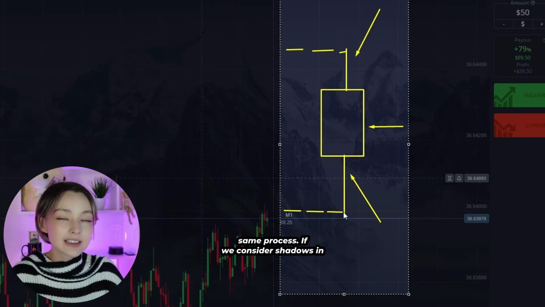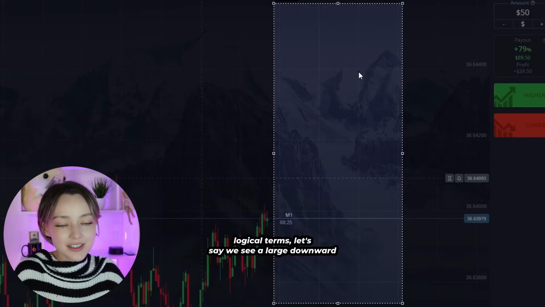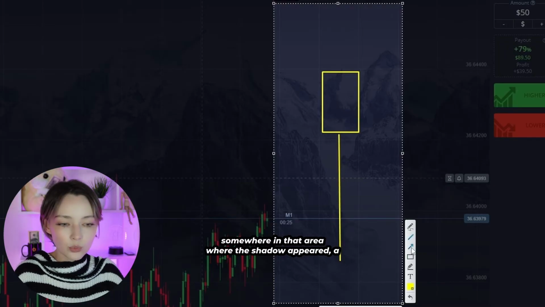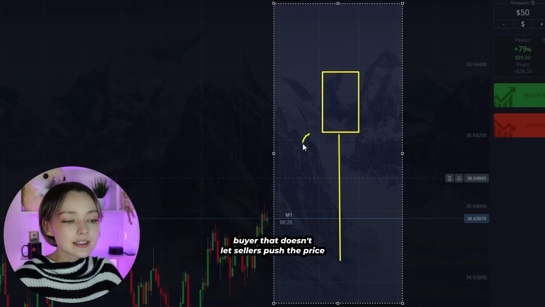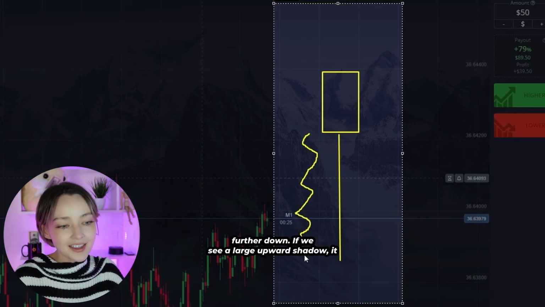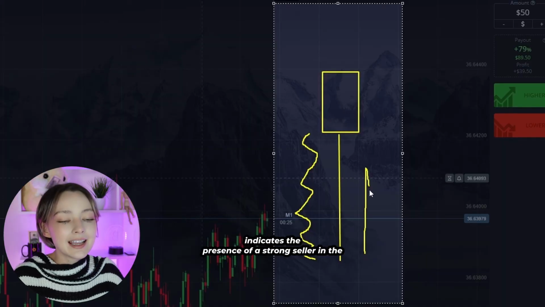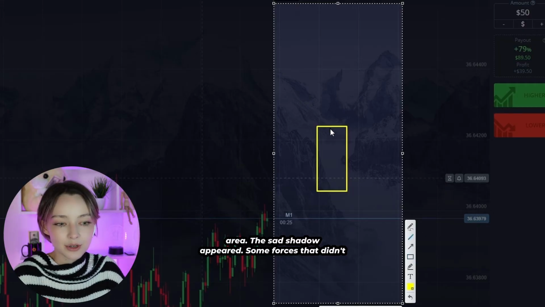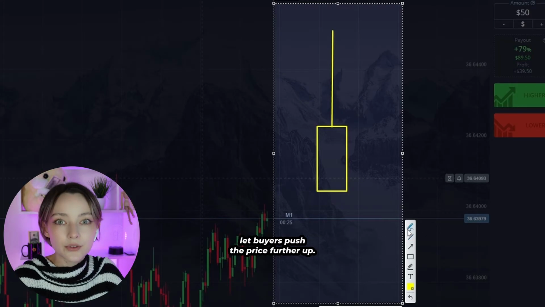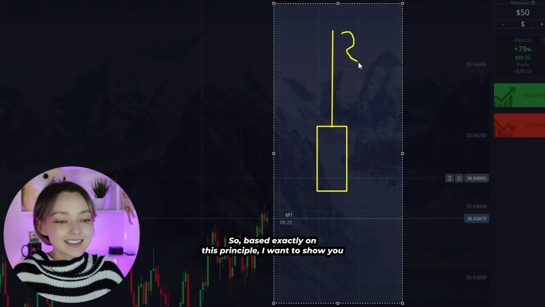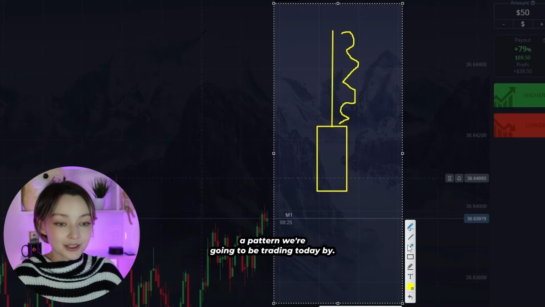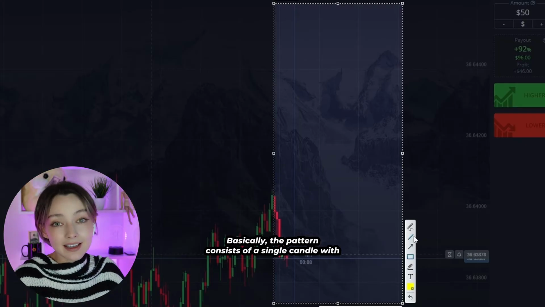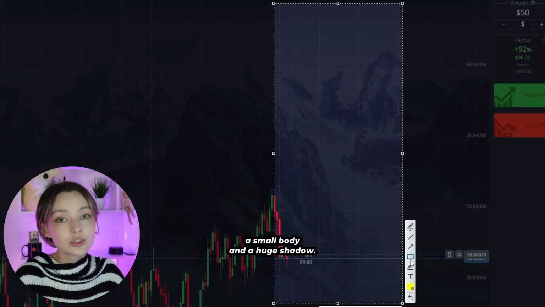If we consider shadows in logical terms, let's say we see a large downward shadow. That means there is a strong buyer somewhere in that area where the shadow appeared, a buyer that doesn't let sellers push the price further down. If we see a large upward shadow, it indicates the presence of a strong seller in the area. Some force appeared that didn't let buyers push the price further up. So based exactly on this principle, I want to show you a pattern we're going to be trading today. Basically, the pattern consists of a single candle with a small body and a huge shadow.